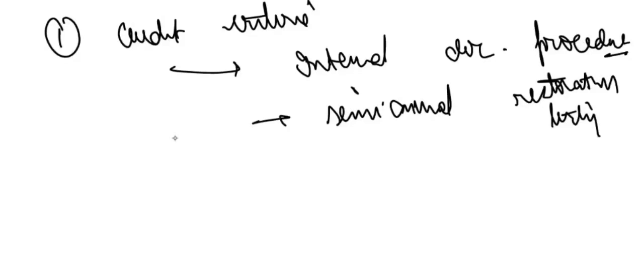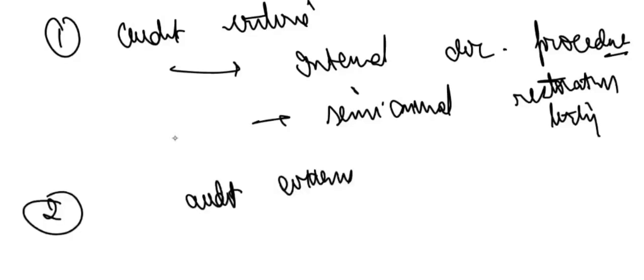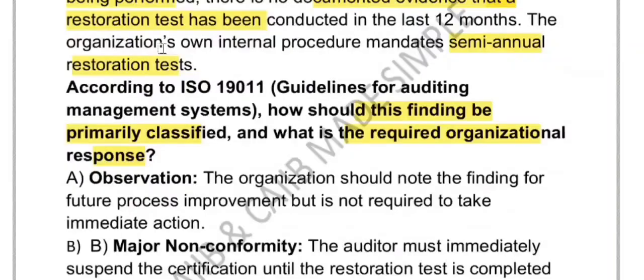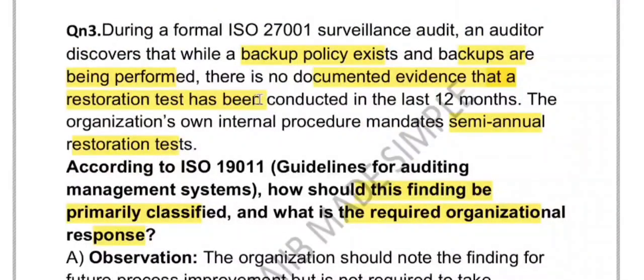Then you look at the audit evidence, which means no documented proof of restoration test in the last 12 months. Here you can see they have mentioned that there has been no documented evidence that a restoration test has been conducted in the last 12 months. So the audit criteria is given, that internal documented procedure is there, semi-annual restoration, but the evidence is that there is no documented proof. Yes, so there is no evidence.